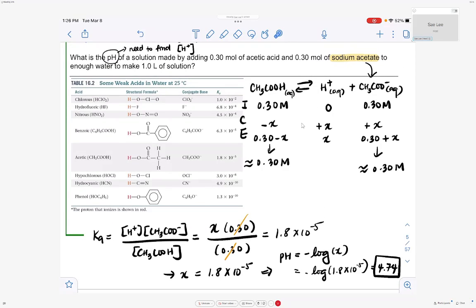Just keep in mind that when you are adding a weak acid and the salt form of that acid together in an aqueous solution, the reaction is going to shift to the left. It will hinder the dissociation of this acetic acid. The proton concentration is going to be lower than when acetic acid is dissociating in the aqueous solution by itself, without sodium acetate.